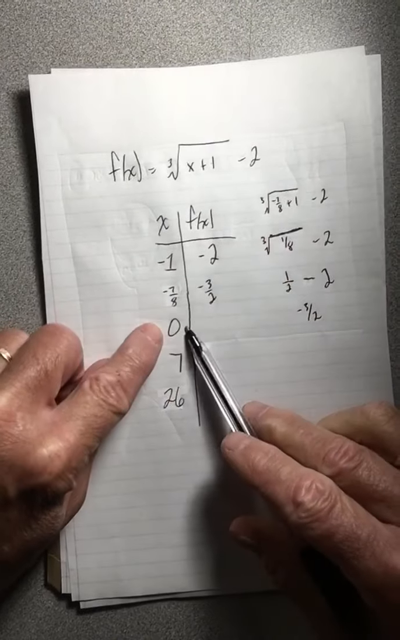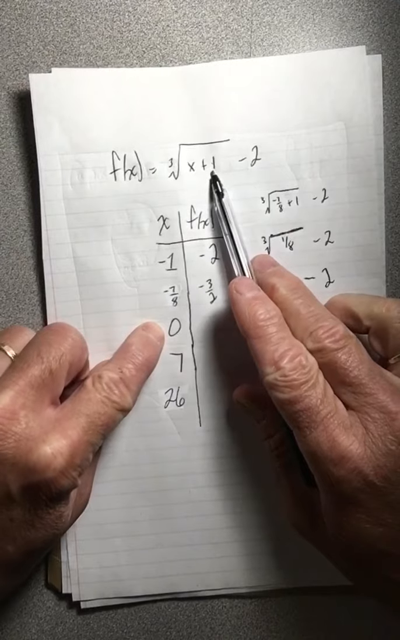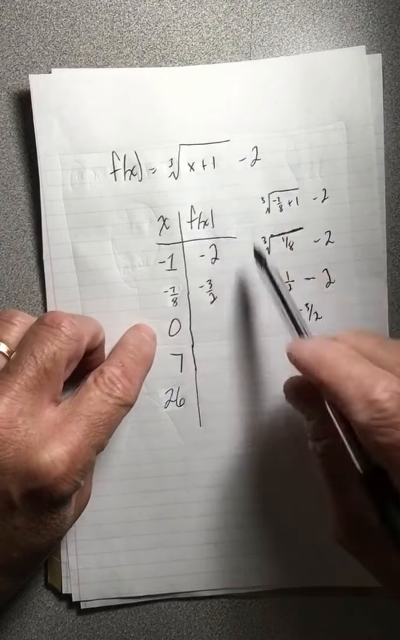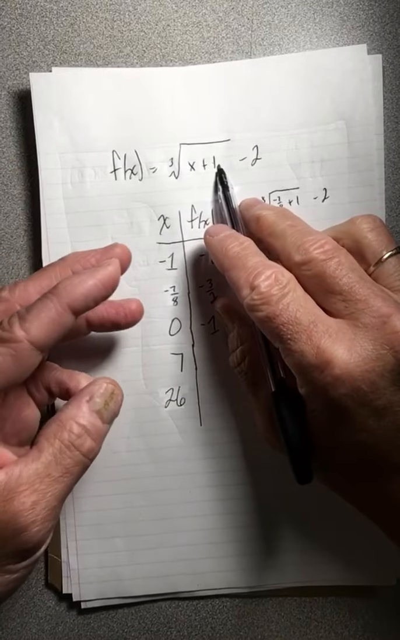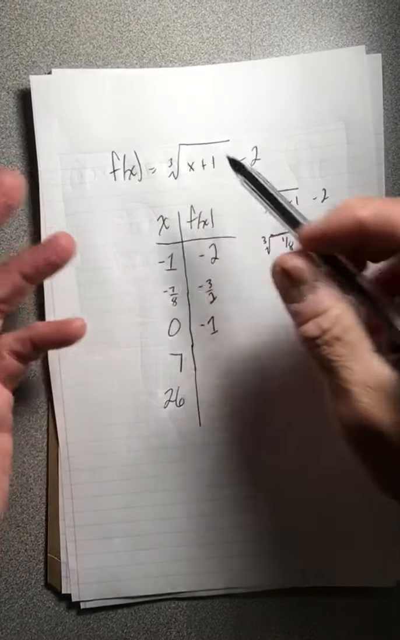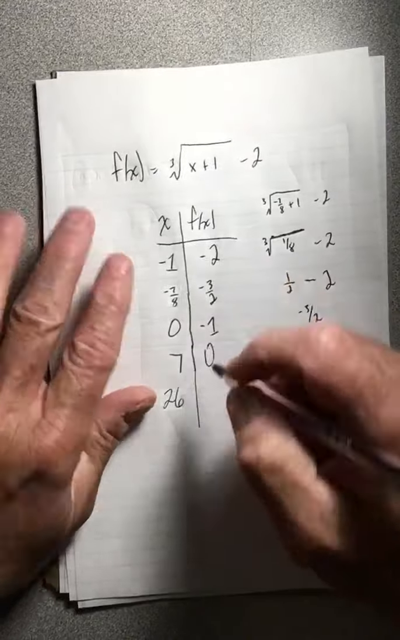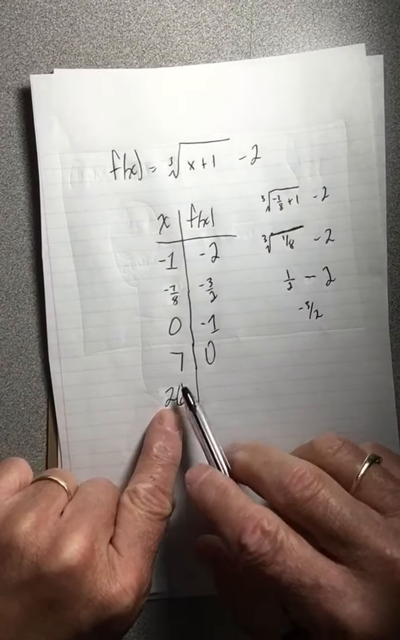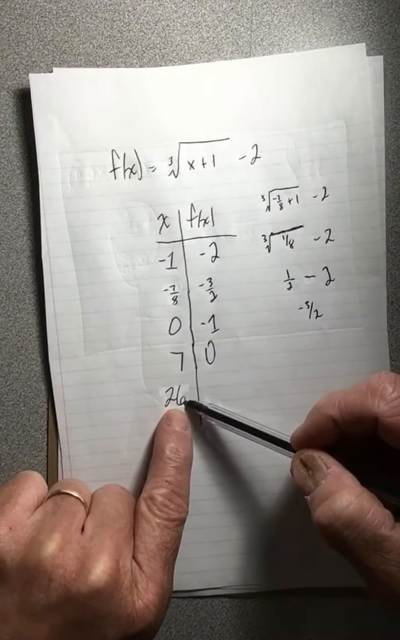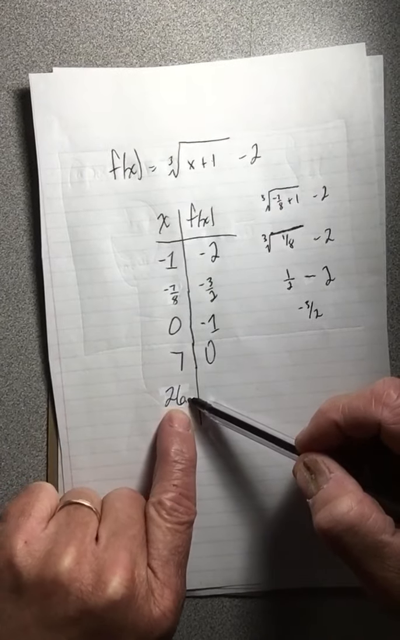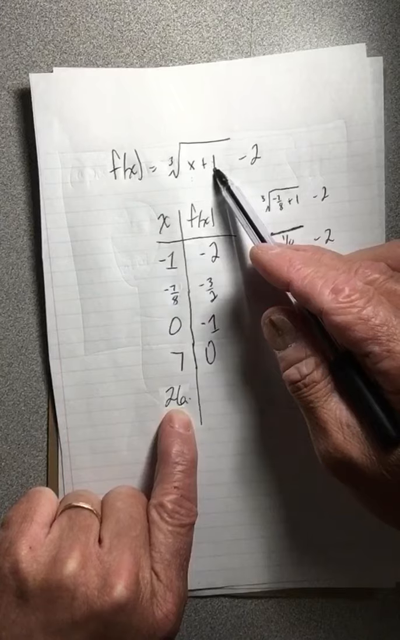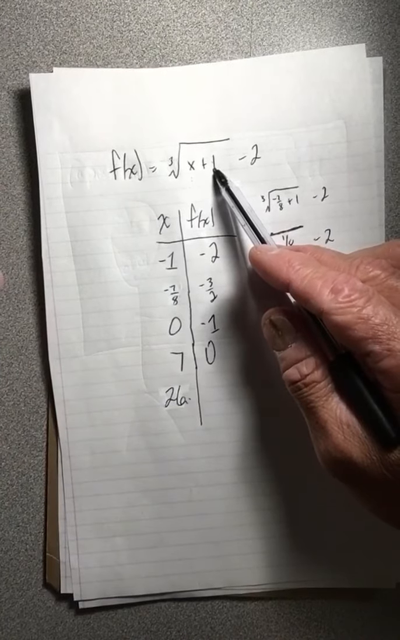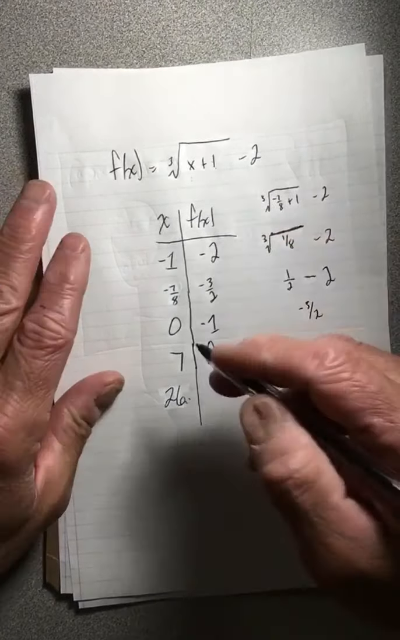Okay, so we're doing the same thing. Put in 0, you get 1. And the cubed root of 1 is 1, minus 2 is -1. Put in 7, 7 plus 1 is 8. The cubed root of 8 is 2, 2 minus 2 is 0. Put in 26, you can tell that I'm making very judicious choices for my inputs. I put in 26 because I know it adds 1 to it, and I'll get 27, which is a perfect cube of 3. And 3 minus 2 is 1.